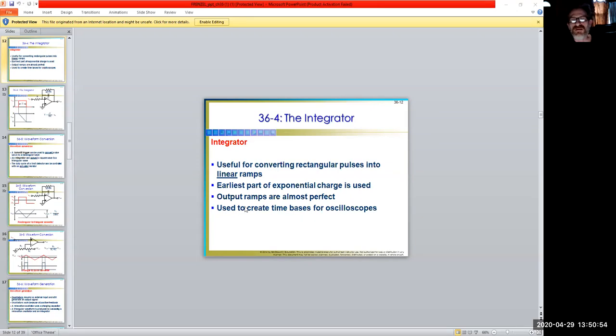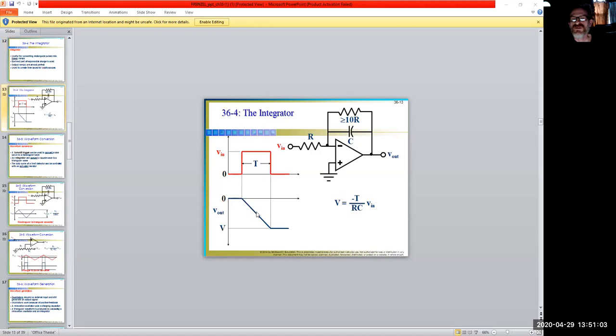Yeah, see in the bottom here, these will create time bases for oscilloscopes and that kind of thing. Your output ramps are almost perfect. So if you did wish to have a triggered response, if you will, you could use this. So notice what we're putting in, right? We're putting in a square wave, and then what we're getting out is a ramp response, and that's based on our RC time constant on the feedback loop here.